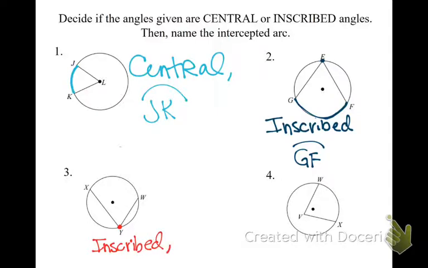What would the arc that is intercepted, what would that be named? Yeah, arc XW. Number 4. Where is the vertex? On neither. It's not on the center, it's not on the side, so it is neither. So we had a central angle, an inscribed angle, and an inscribed angle, and then neither.